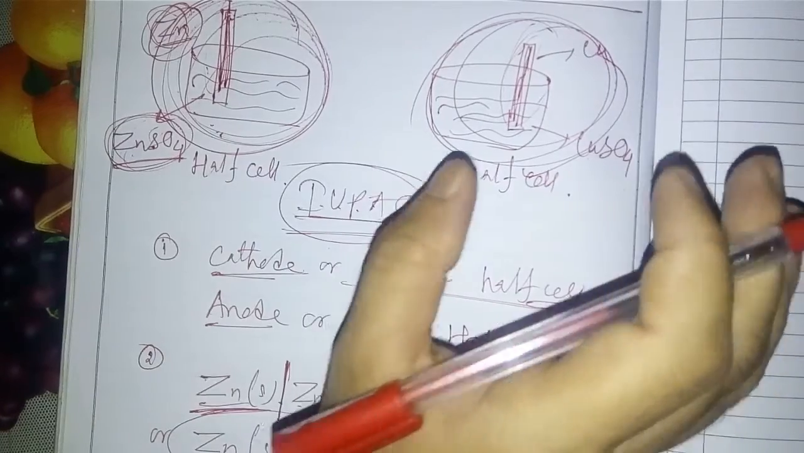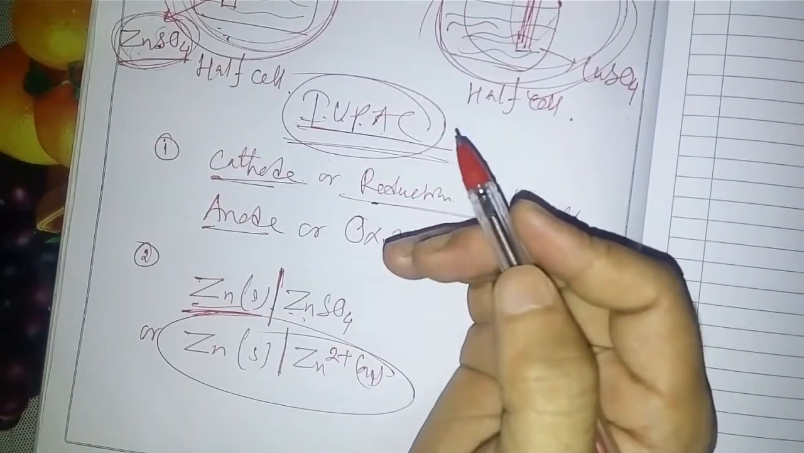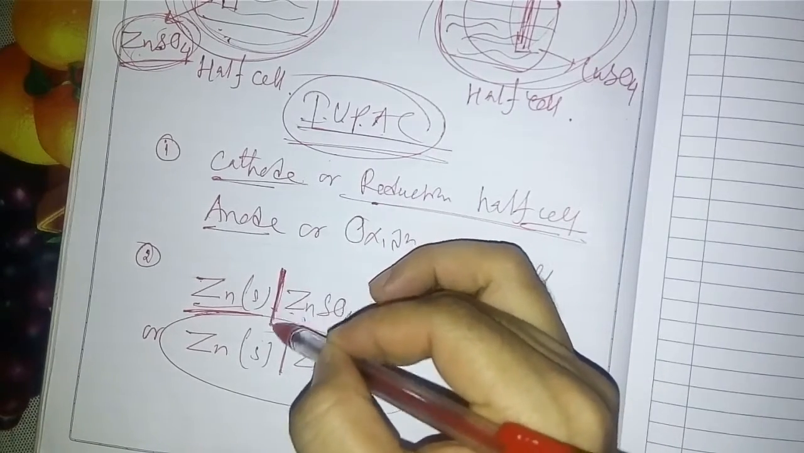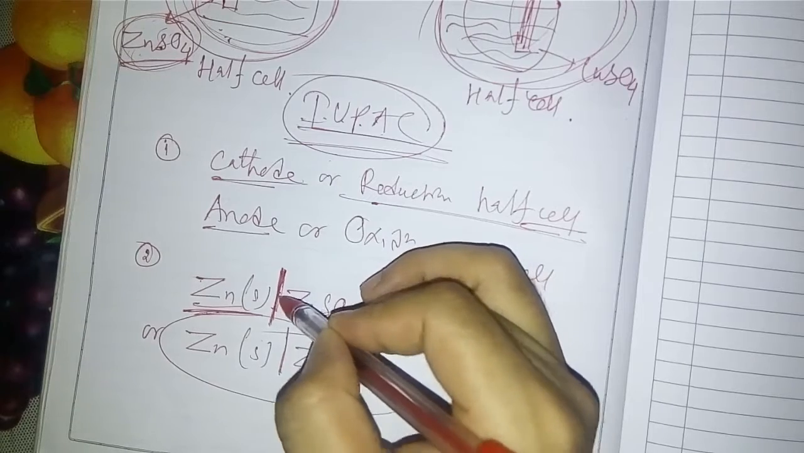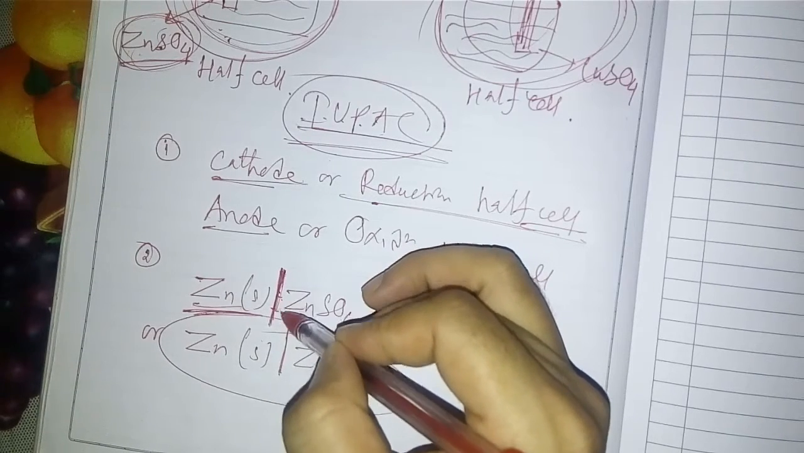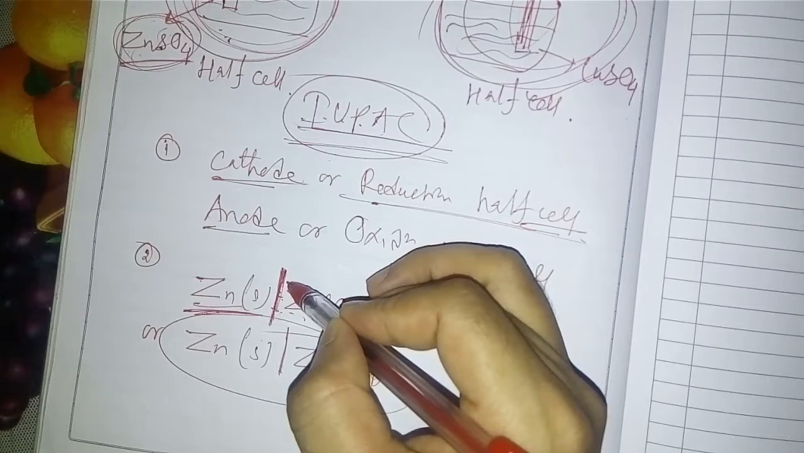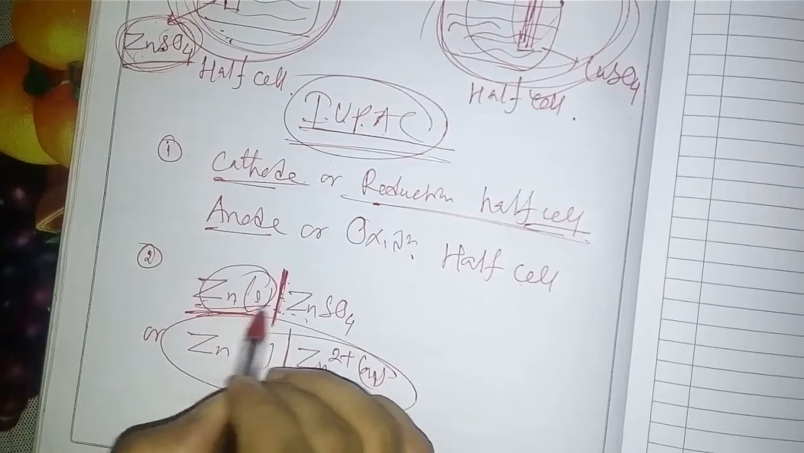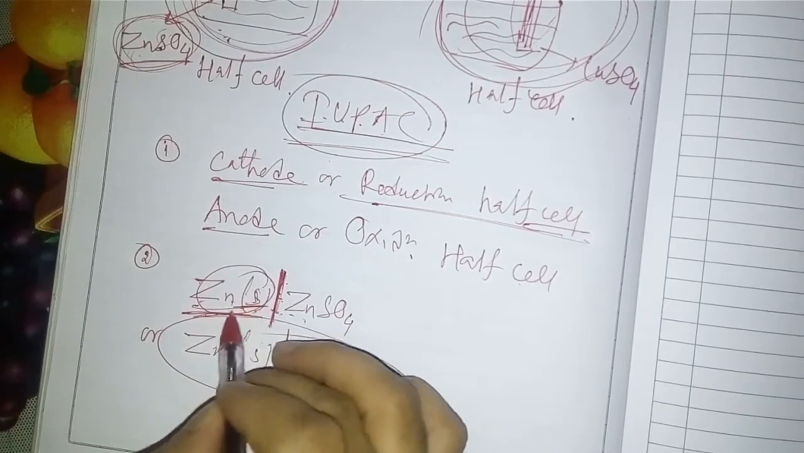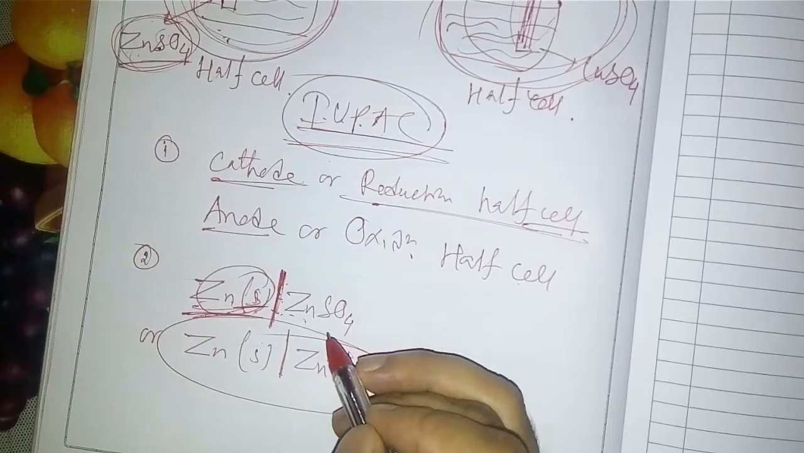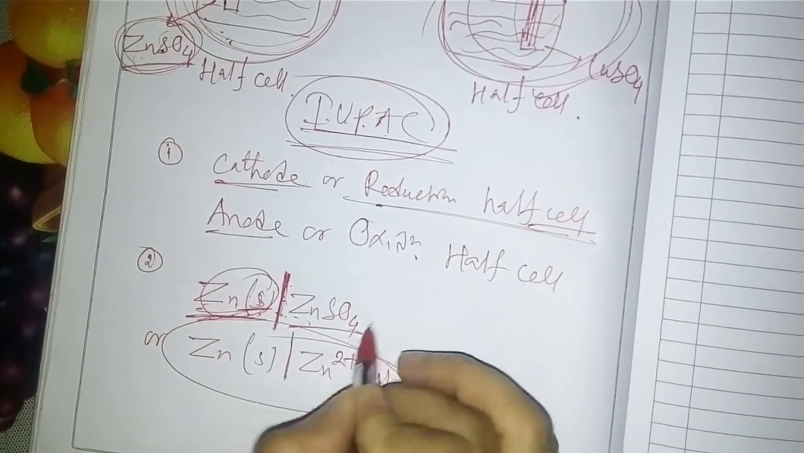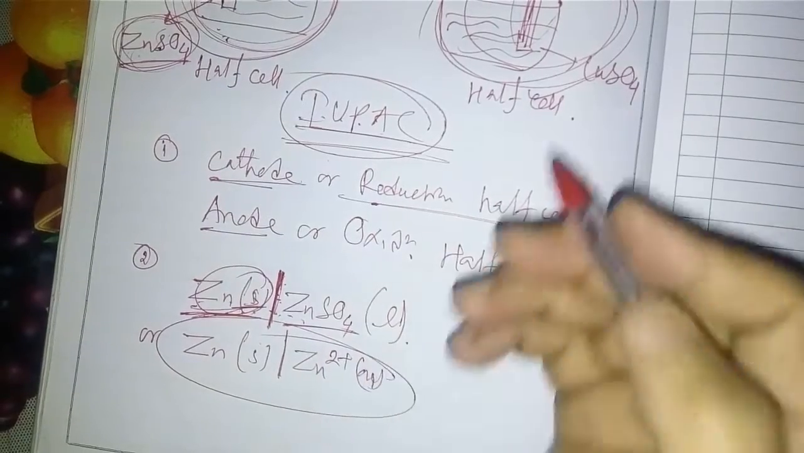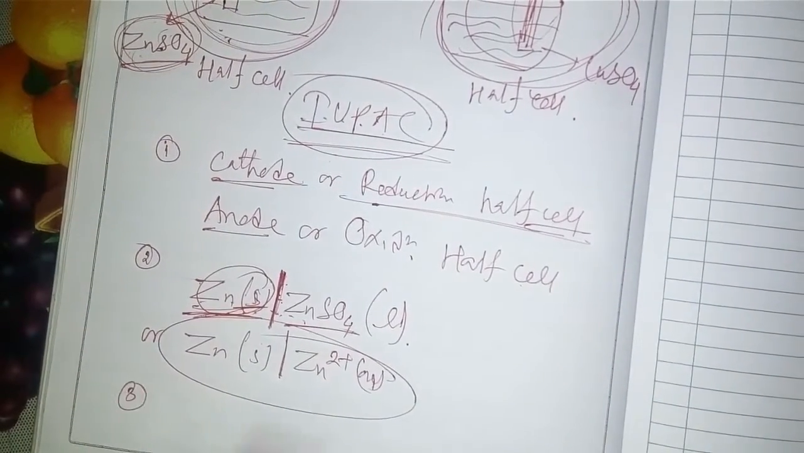In order to indicate the difference in phases, this vertical line is called the phase boundary. The phase of the metal Zn is solid, and the solution of the electrolyte is liquid medium. Now point number 3.